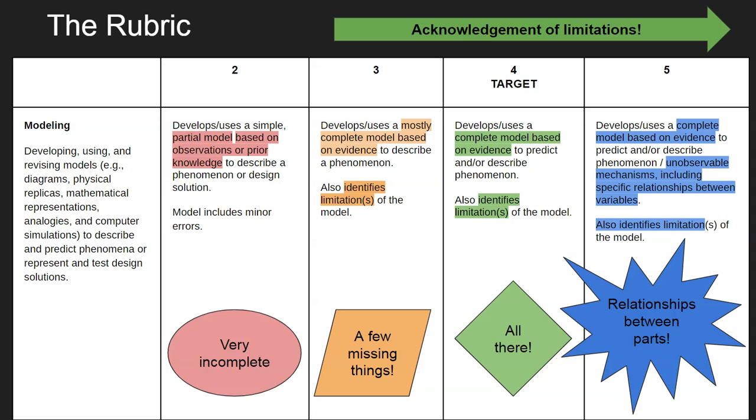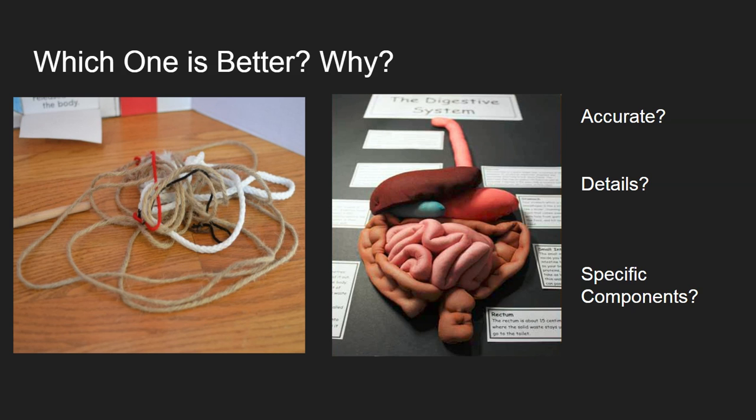That's the target. For a 5, you must make sure to address the limitations, do your research, include all the required parts, list the functions, but also talk about how the parts relate to each other in some creative way to form the whole. So how does that look?